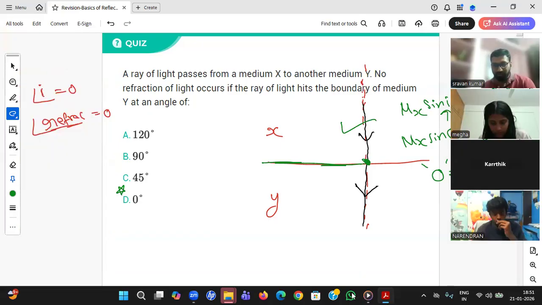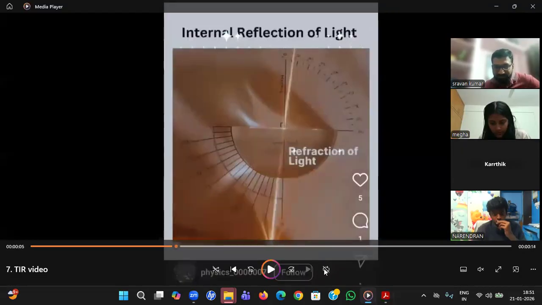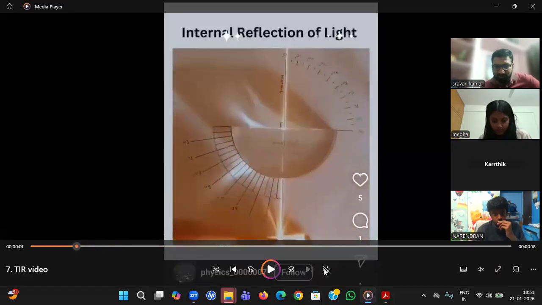Okay, I'll show you one video. Look at the very first scenario here. You see here, this is light. Light is going to this protractor. So rarer to denser. What is the angle of incidence?